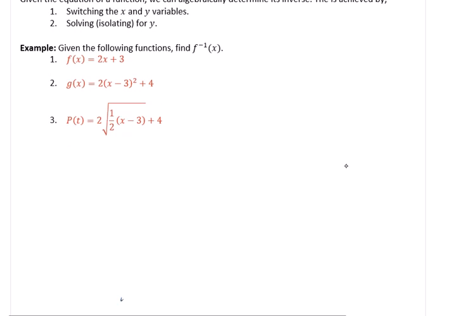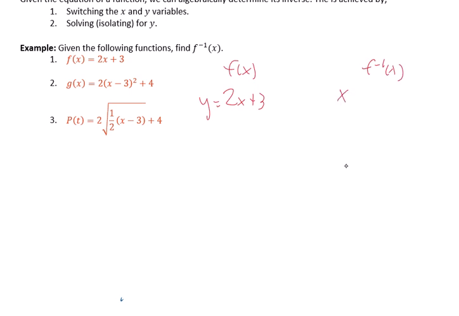So let's start with number 1 here. f of x is 2x plus 3. I'll say y equals, I want to use y here, and then for f inverse of x, that's x equals 2y plus 3. I switch x and y. So I solve for y here. I'm going to do x minus 3, moving the 3 over, equals 2y, and then divide both sides by 2, and that gives me x minus 3 over 2 equals y. So this is the inverse of 2x plus 3.